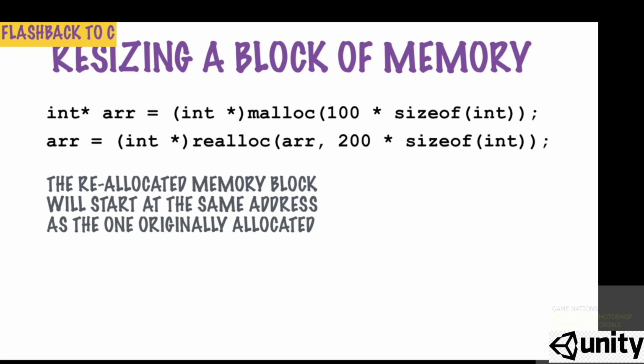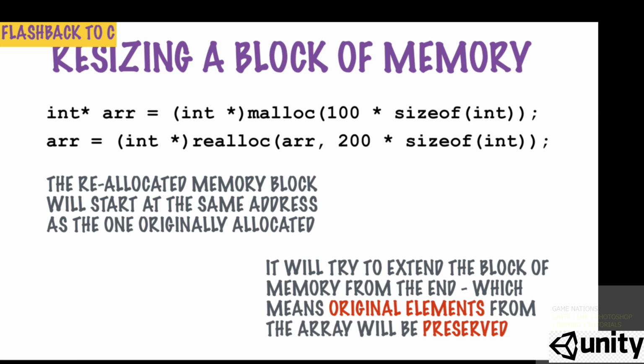The whole idea behind realloc is that the original elements that you placed in the array will be preserved. It simply tries to increase the length of the array in the contiguous block immediately after the original array ends. So it tries to extend the memory allocated to that array. If it doesn't manage to extend it, realloc will fail.